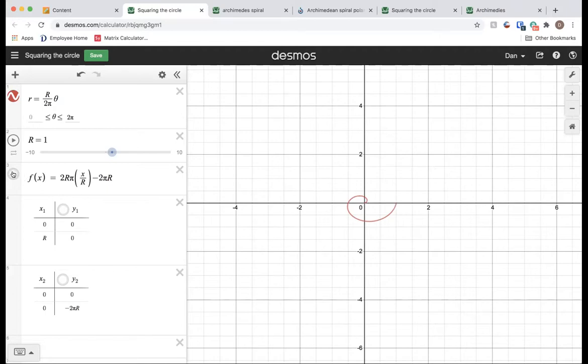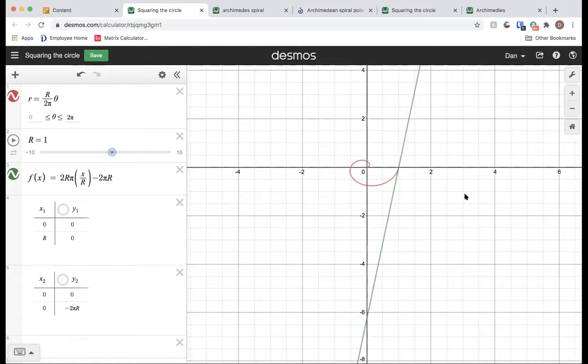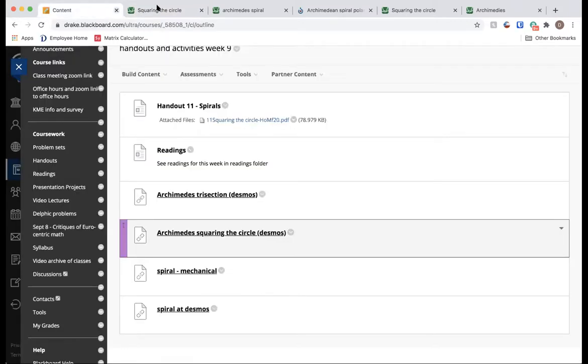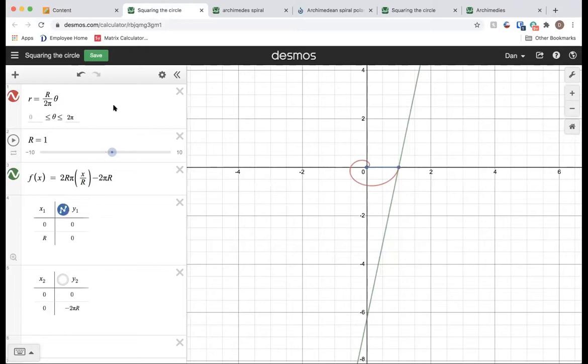And then I'm going to create the tangent line to that point of tangency at one turn. So you're going to do that. And then that triangle that's formed by the axes and that tangent line, this triangle in here is equal to the area of the circle. And so I'm going to show, oops, sorry about that.